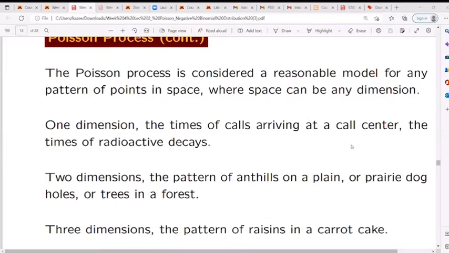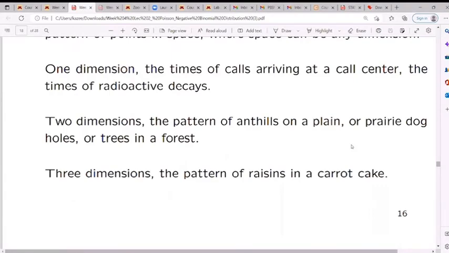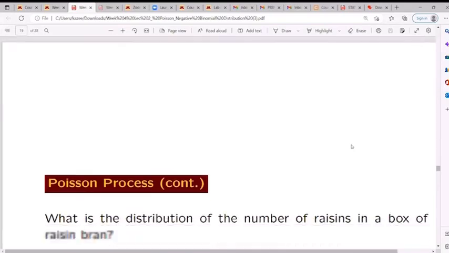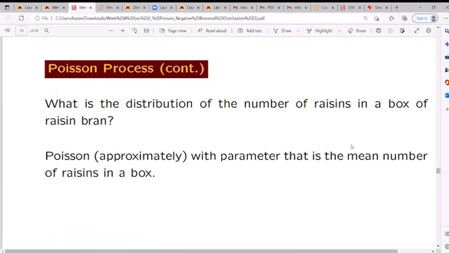I've talked about the one-dimensional case. For two dimensions, you can look at the pattern of ants on a plane, or that of prairie dogs or trees in a forest. And we have three dimensions as well. I'm trying to give examples of real-life practical situations of a Poisson process. Another thing I want to talk about is the distribution of the number of raisins in a box of raisin bran.